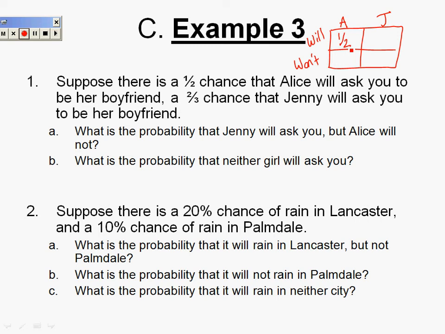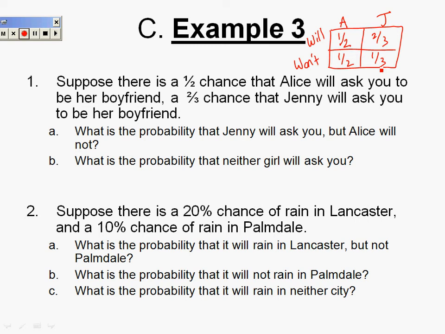Well, I'm going to stick with fractions, so it's 1/2. And what's the probability that Jenny will? 2/3. Now let's find the probability that they won't. What's the probability that Alice won't? We'll just subtract the 1/2 from 1. And for Jenny, the probability that she won't, if you find the complement, it's 1/3. Now, by doing that, I have all the information I need to answer the questions below.